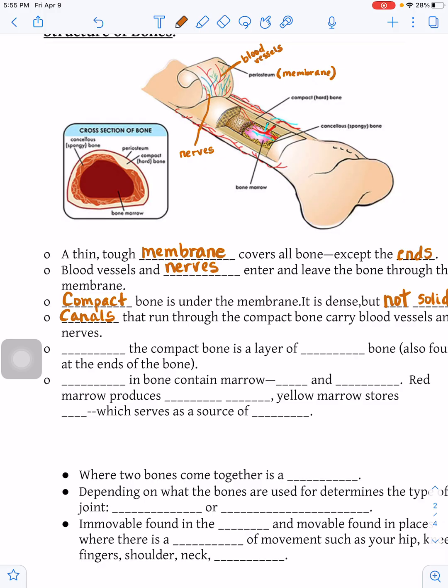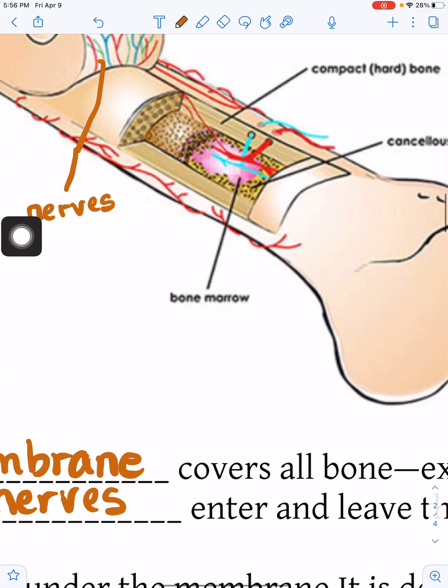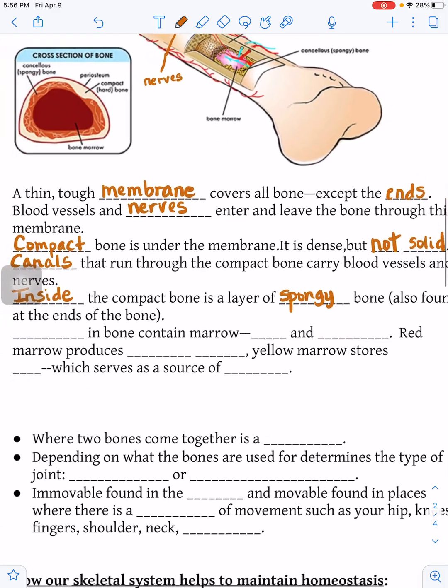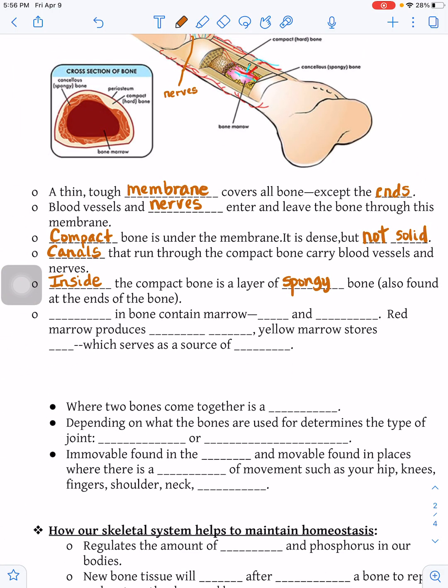Next bullet. Inside the compact bone is a layer of spongy bone. They call it spongy bone because it looks like a sponge, but of course, as you can see up here, spongy bone has a harder name. It's called cancellous bone, and it's that yellow with the dots right down here. That's the spongy bone, the inside. And typically it's not really a gold color like that, but they're just trying to show you there's a difference in what's inside. So spongy bone is inside of the compact bone.